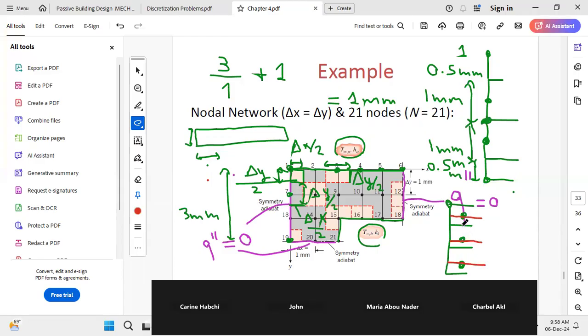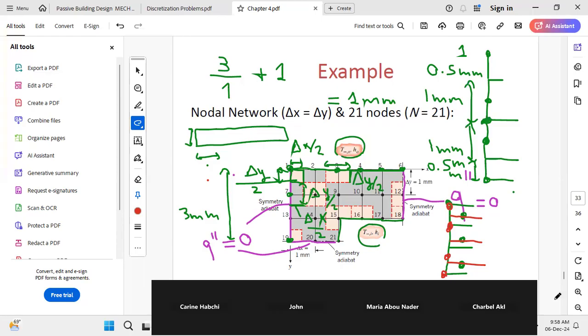Okay, and then the nodes will be the following ones. This is the first node. This is the second. This is the third. And this is the final one. Okay, so in this method, you will always have an additional node on the face because you have delta y over 2 and delta y over 2 from this side.